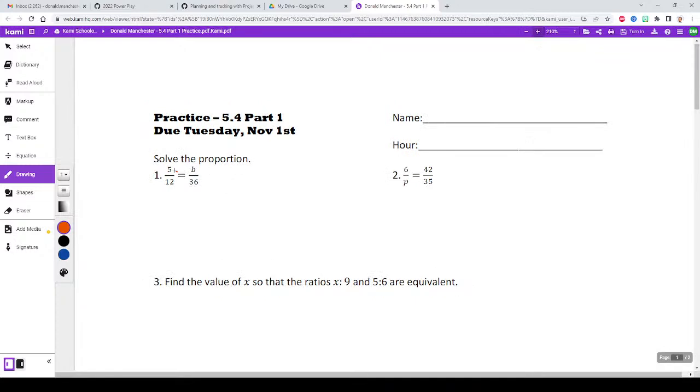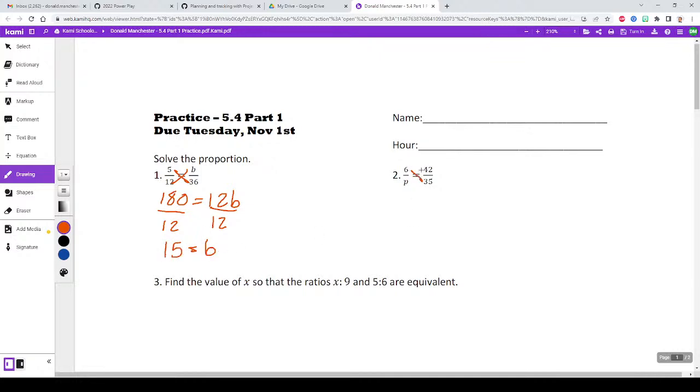So we multiply 5 and 36. I'm going to grab a calculator here because I'm lazy. And it's probably taking me longer to grab the calculator and do this than it would have taken me to do it in my head, but so be it. 36 times 5 gives me 180, and that gives me 12b. When I multiply through this way, we're going to divide both sides by 12. And so b is 15.